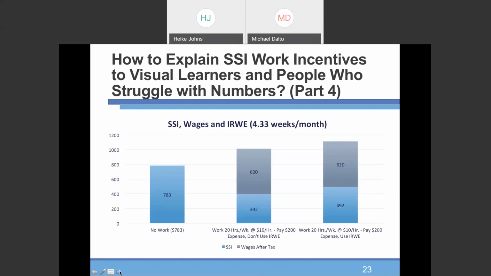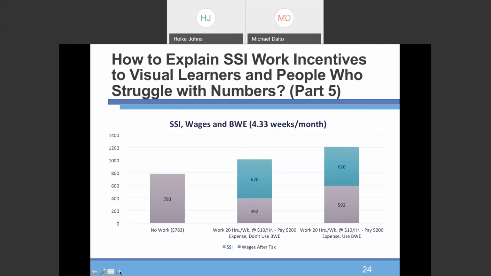But if they work the same hours, pay the same $200 expense, and use impairment-related work expenses for that expense, they'll have, in this example, $100 a month more SSI than they would without using IRWE, and their net income would be significantly greater.